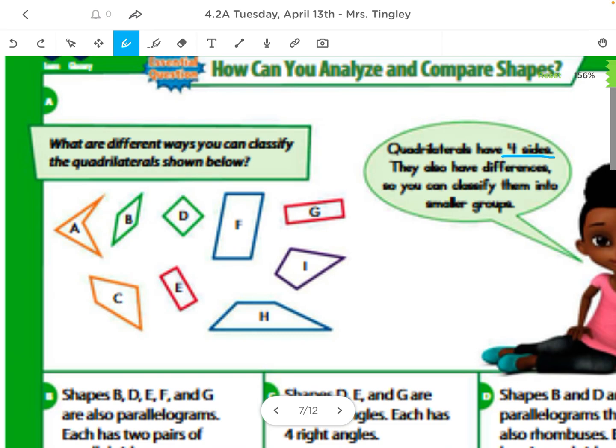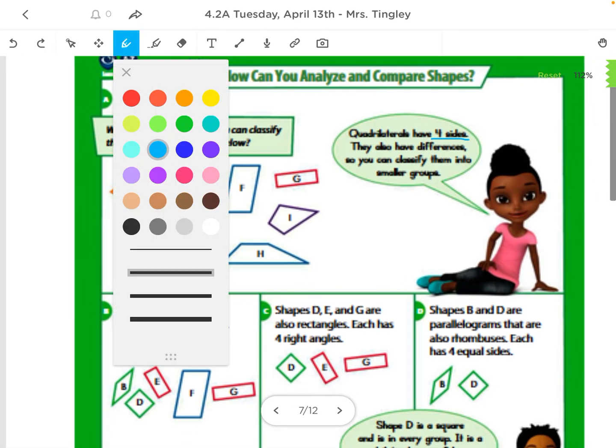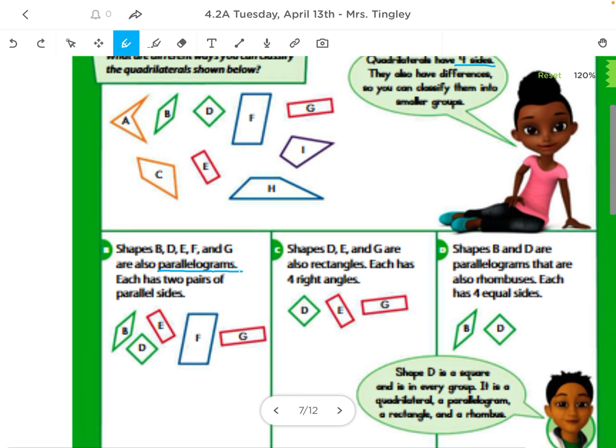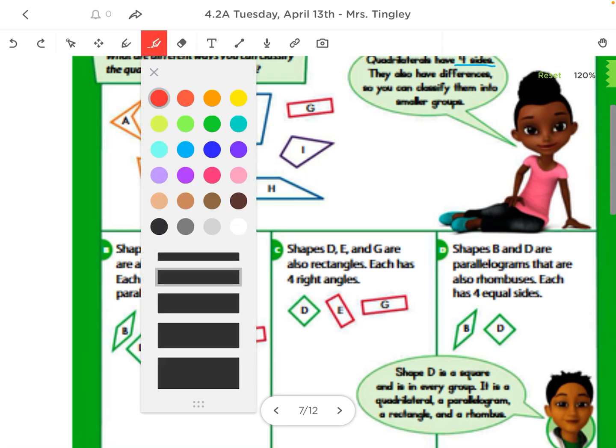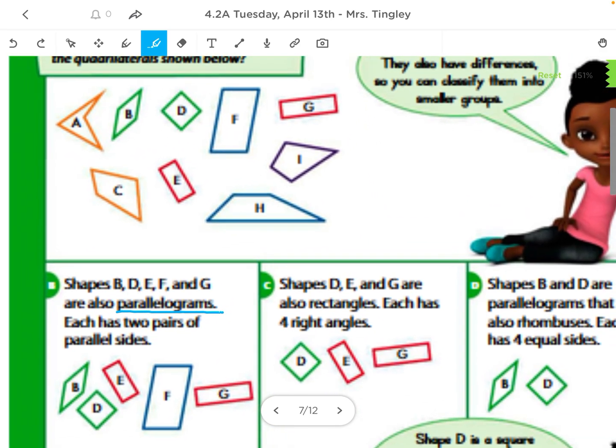Quadrilaterals have 4 sides. They also have differences. So you can classify them into smaller groups. So although all of these are quadrilaterals, you can break them into smaller groups. So shapes that have 2 pairs of parallel lines are called parallelograms. Now I want you to shade in all of these parallelograms in blue in our top section.